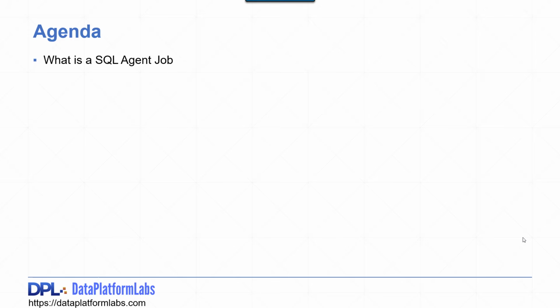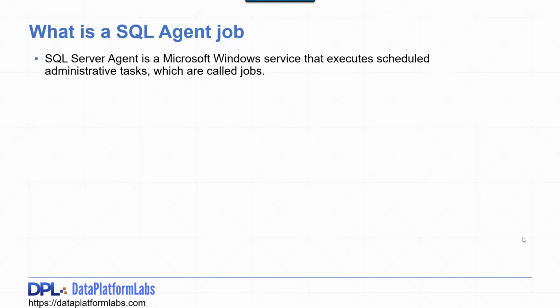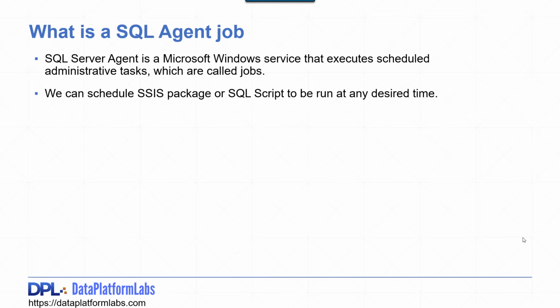So the agenda of today's video tutorial is what is a SQL Server Agent job and how to schedule an SSIS package using the SQL Server Agent job. So what is a SQL Server Agent job? SQL Server Agent is a Microsoft Windows service that executes scheduled administrative tasks which are called jobs. We can schedule any SSIS package or SQL script to be run at desired times.